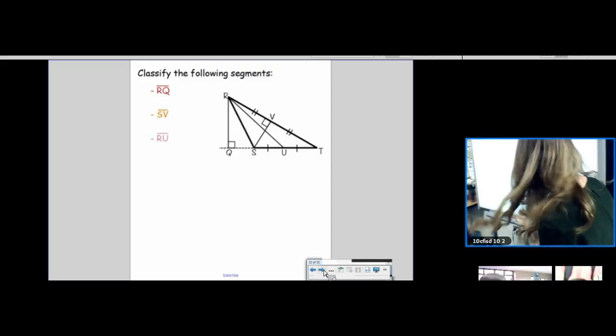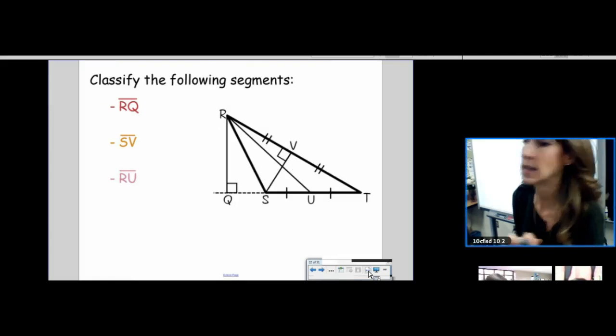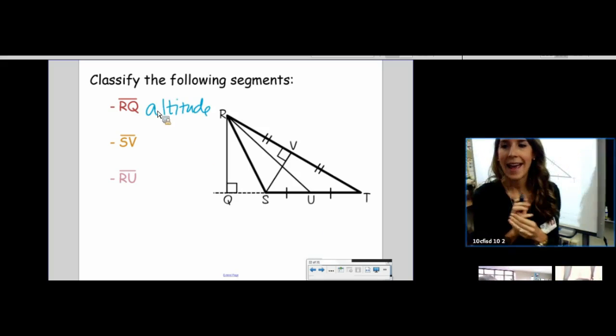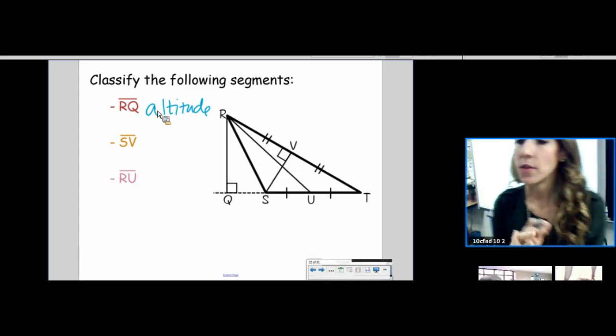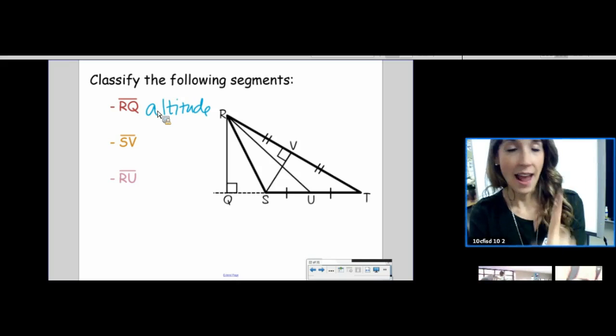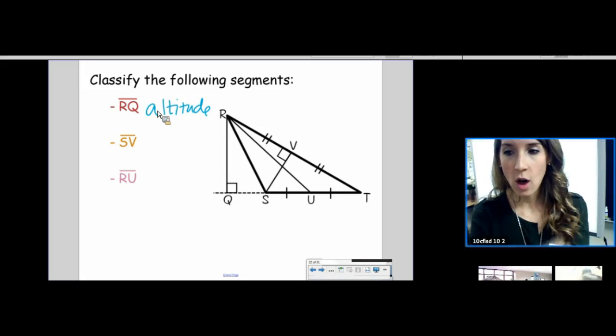Classify the following segments. RQ. RQ is an altitude. SV. Now, this one's very important. I need everyone listening. SV is an altitude and it's a median. But you don't call it altitude and you don't call it median. You have to call it a perpendicular bisector.